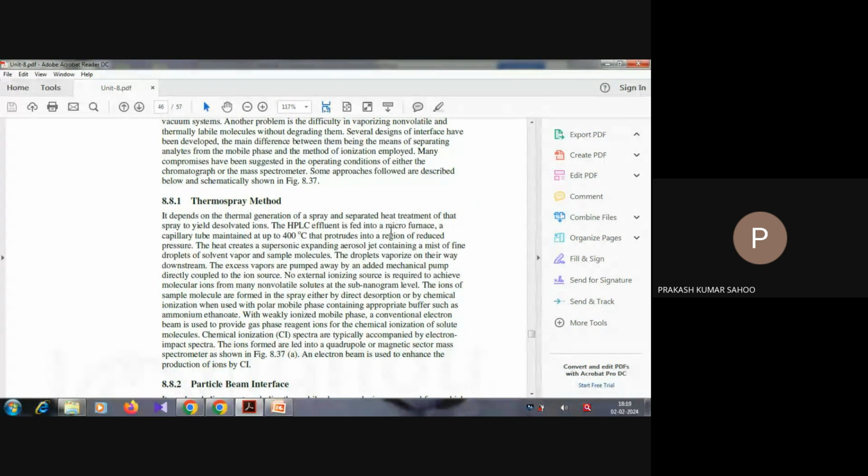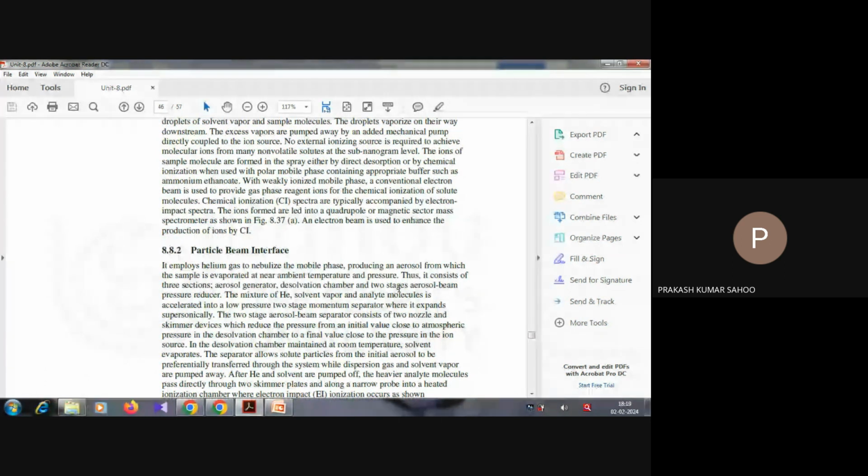Then the thermospray method is here. By application of heat, there will be a spray-like mechanism. So this is thermal generation of spray and heat treatment of that spray to yield desolvated ions. The temperature maintained is 400 degrees centigrade.